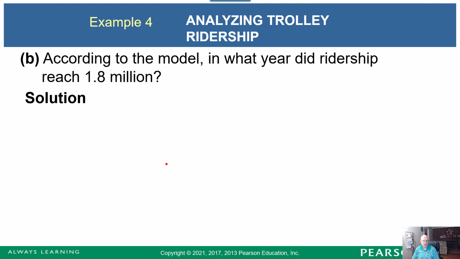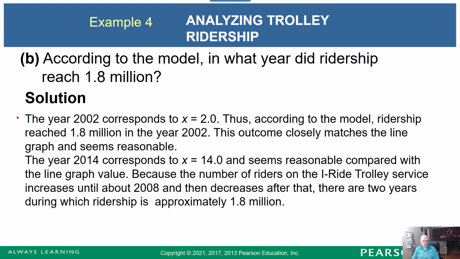So what year did the ridership hit 1.8 million? Well, the year 2002 is what corresponds to the x equals 2 that we got for our solution. 2014 is what corresponds to the 14 that we got. And there are your two answers.